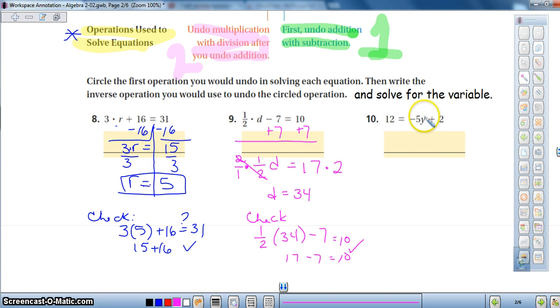Number 10, does it matter that the 5y plus 2 comes behind the equal sign? It does not. If we are looking at that equation, the first step, the opposite of adding 2, is to subtract 2. Someone said, should I put plus a negative 2?